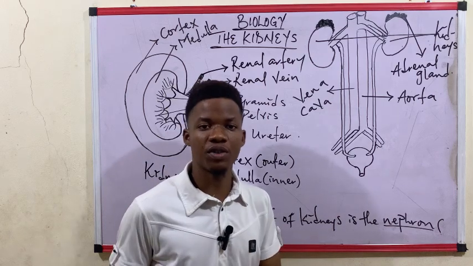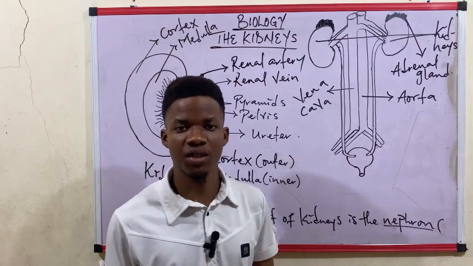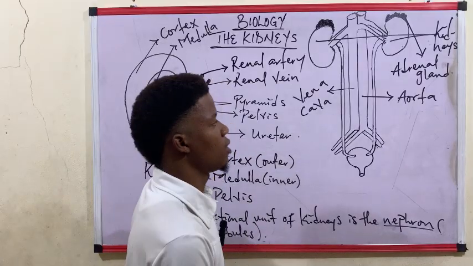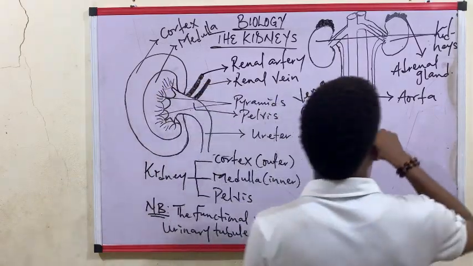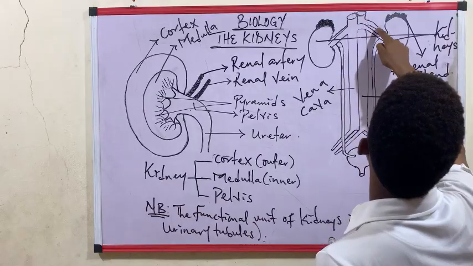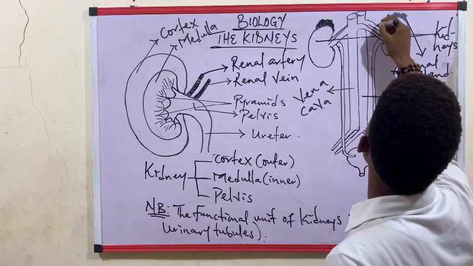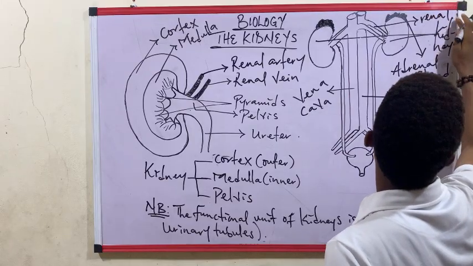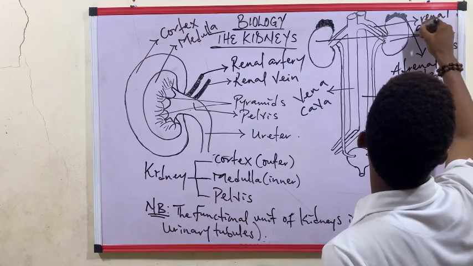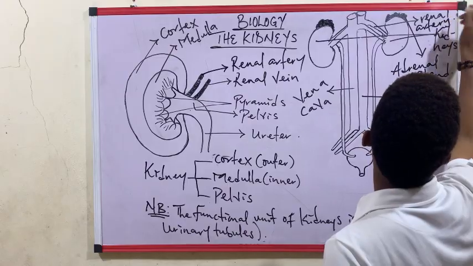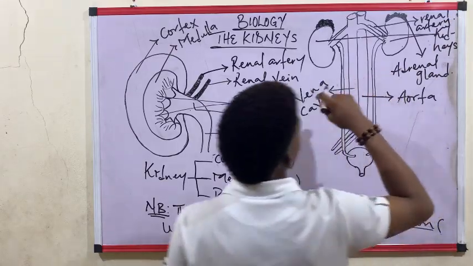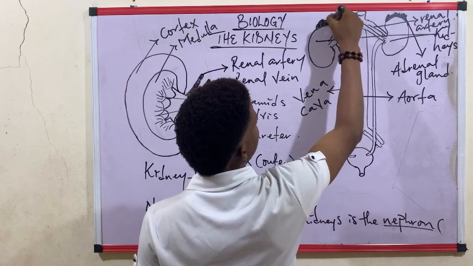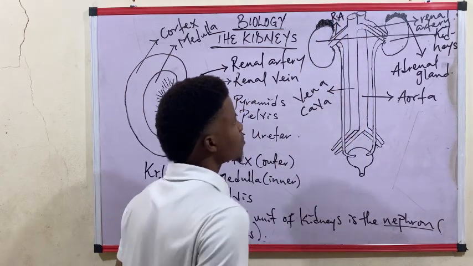So remember, what's the work of an artery? They bring blood to organs and tissues. What's the work of a vein? They remove blood from organs and tissues. So that is what we have here. Now, this is our aorta, and this one is basically called the renal artery. Then this other one here is still the renal artery.